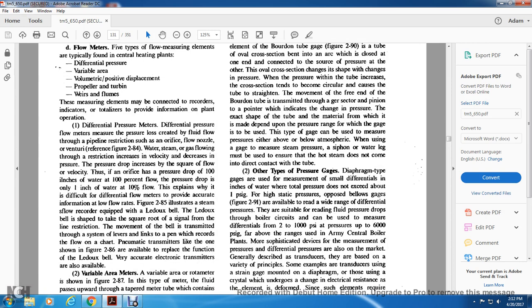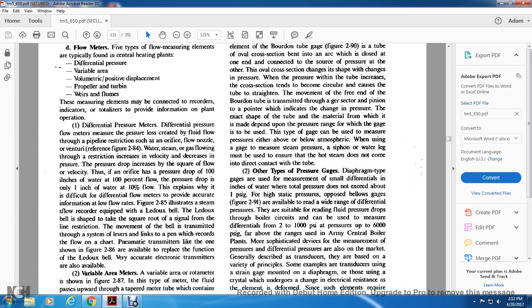Differential pressure flow meters measure the pressure loss created as fluid flows through a pipeline restriction such as an orifice, flow nozzle, or venturi. Refer to figure 284. Water, steam, or gas flowing through the restriction increases in velocity and the pressure drops, increasing with the square of the velocity. Thus, in an orifice, the pressure drop is 100 inches of water at 100% flow, and only 1 inch of water at 10% flow. This explains why differential flow meters have difficulty providing accurate information at low flow rates.